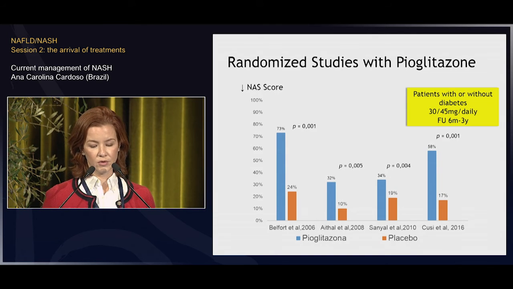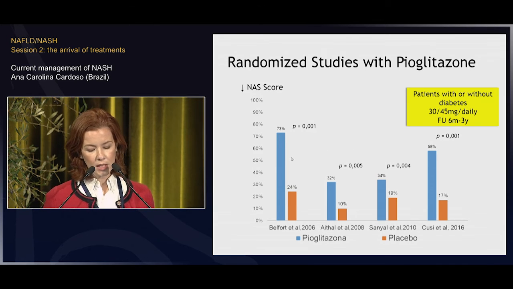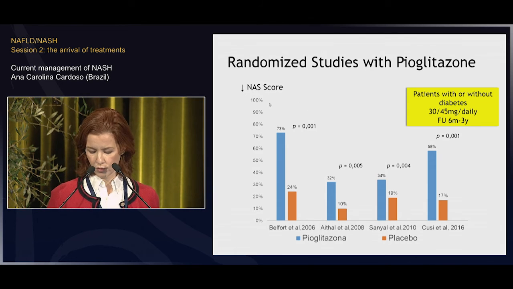These are some of the randomized studies with pioglitazone compared with the placebo. They included patients with or without diabetes, 30 to 45 milligrams daily. And we can see that most of them, all of them, sorry, have a better result than the placebo in the reduction of NAS score.